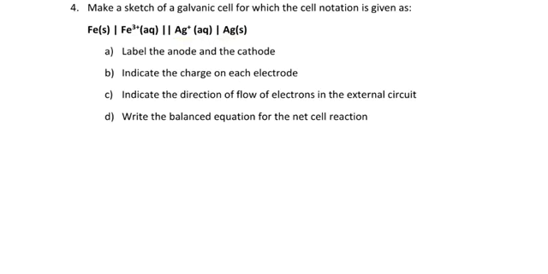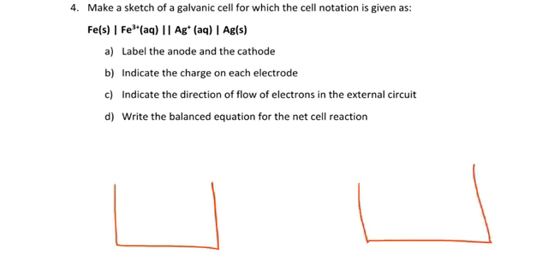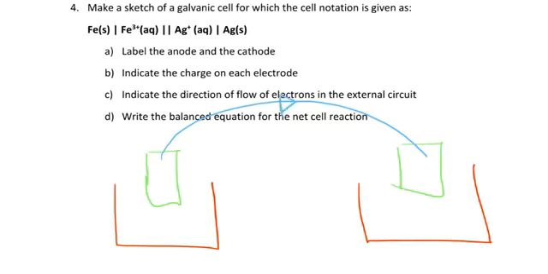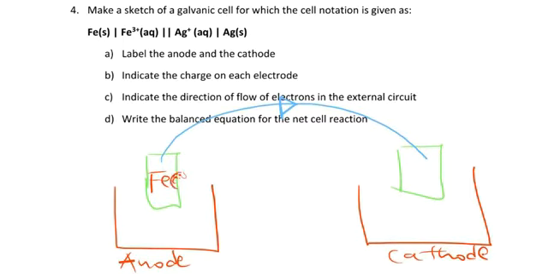So make a sketch of a galvanic cell. So something like this. Two different solutions. We can make a sketch of the electrodes on both sides. We can have a wire joining them. Okay. So electrons flow from the anode to the cathode. So this is the anode, that is the cathode. On the anode, we've said that's where we have iron. That's where we have silver. Sorry. Okay. And then the other side will have the solid as well.